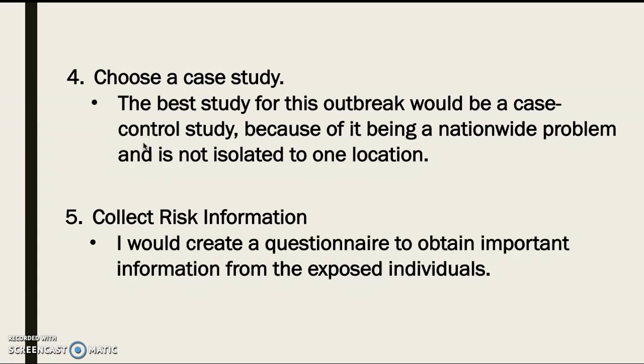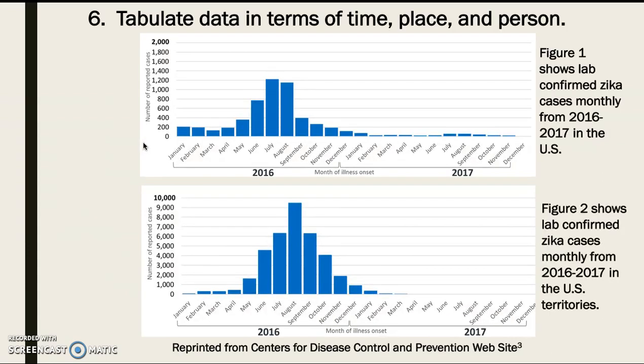The fifth step would be to collect risk information. For this, I would create a questionnaire to obtain important information from exposed individuals. The sixth step is to tabulate data in terms of time, place, and person. The two charts below show lab-confirmed Zika cases in the U.S. and U.S. territories monthly for the 2016 to 2017 year.